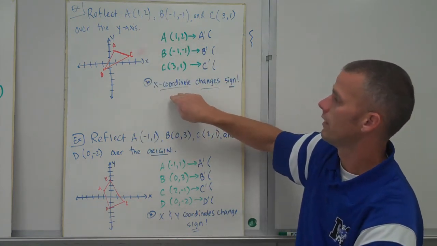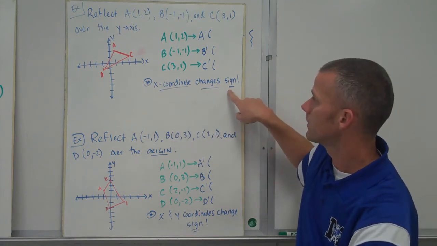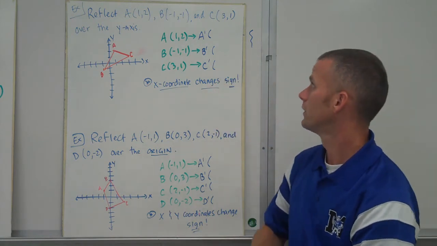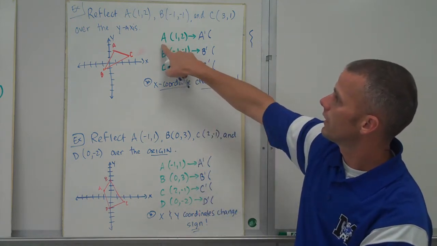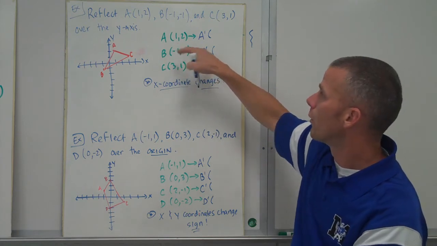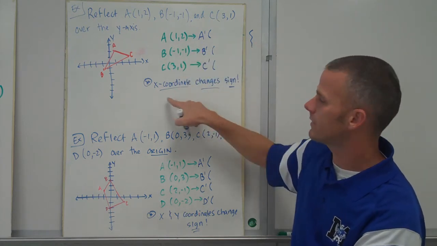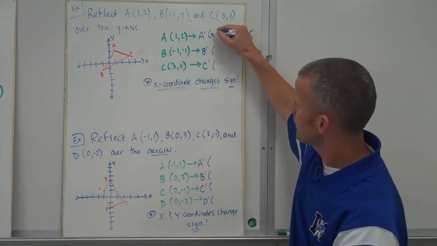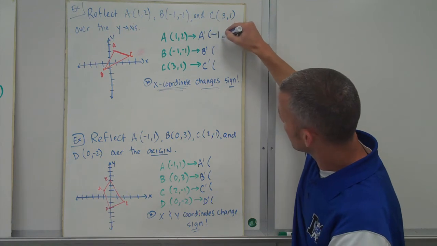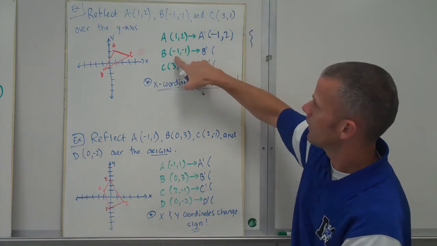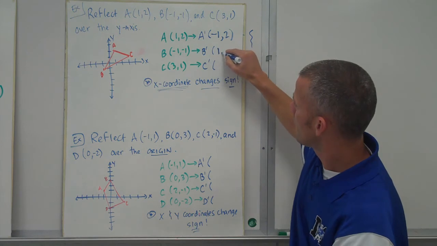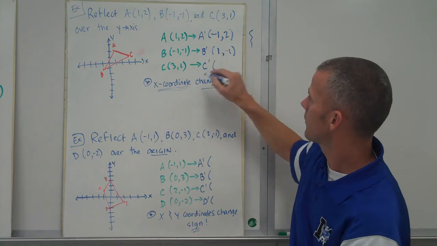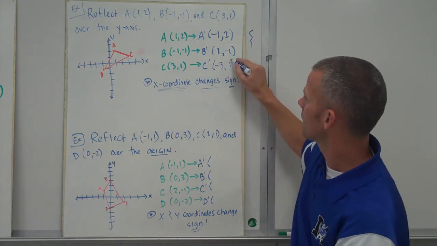So that means that the x-coordinate is going to change sign. Okay, so if it's a positive, I'm going to make it a negative. If it's a negative, I'm going to make it a positive. In point A, you've got the point (1, 2). The only thing changing sign is the x-coordinate. That's why I have a nice underline here. So my x-coordinate's a positive, I'm going to make it (-1, 2). Here I've got a -1. It's now positive. Notice the y value's not changing. Positive 3, now -3.